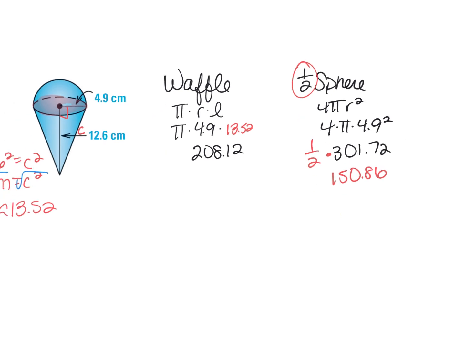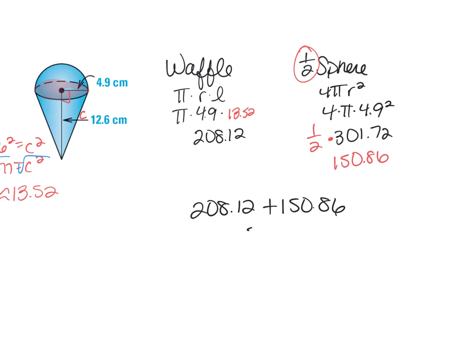All right, now we're ready to add them. So 208.12 plus 150.86 gives you 358.98, and we must have our label, centimeters squared.